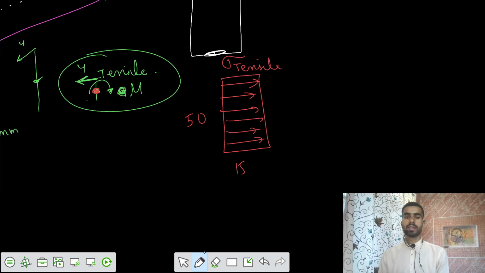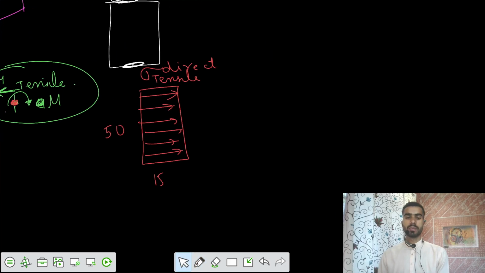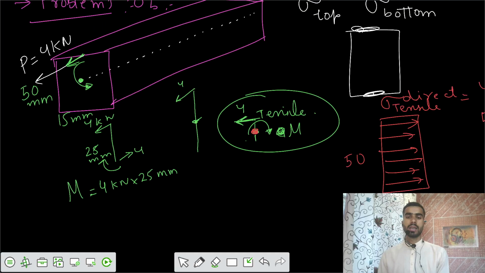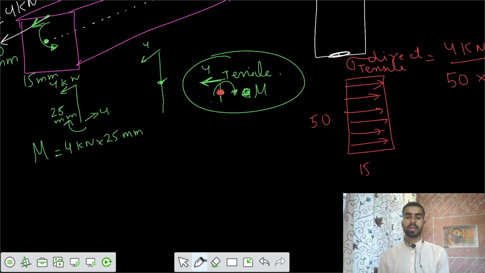That is the direct tensile stress because of the direct force, and that equals 4 kilonewton upon the total area of the cross section, 50 cross 15 mm square. That's all tensile. All the fibers have tensile stresses. Now if you talk about that moment, this is the cross section, and about the centroidal axis, or neutral axis, your moment is acting in this way.